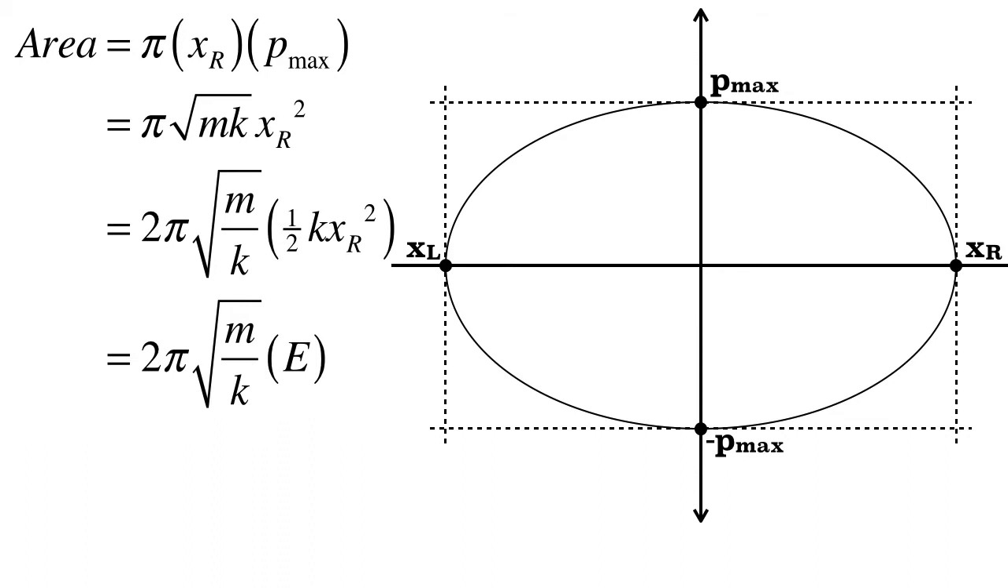I'm not changing anything. But I'm rearranging the furniture a little bit so that I can see that I've got an energy here. And that's the thing. For us, 1/2 k xr squared is the total mechanical energy. And we love energy.